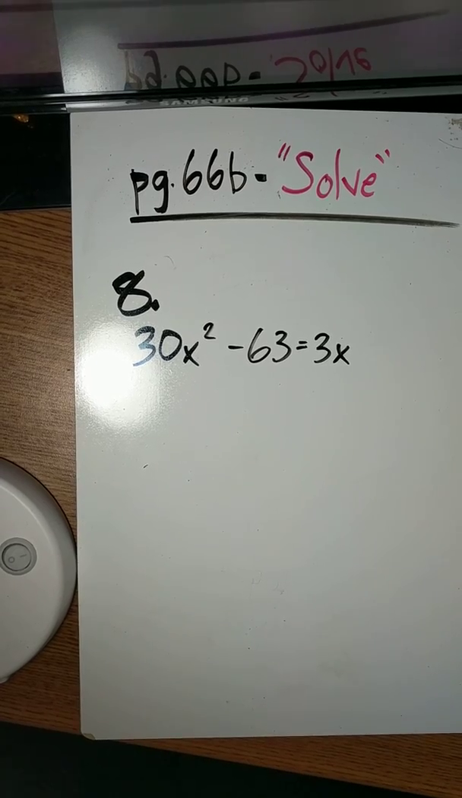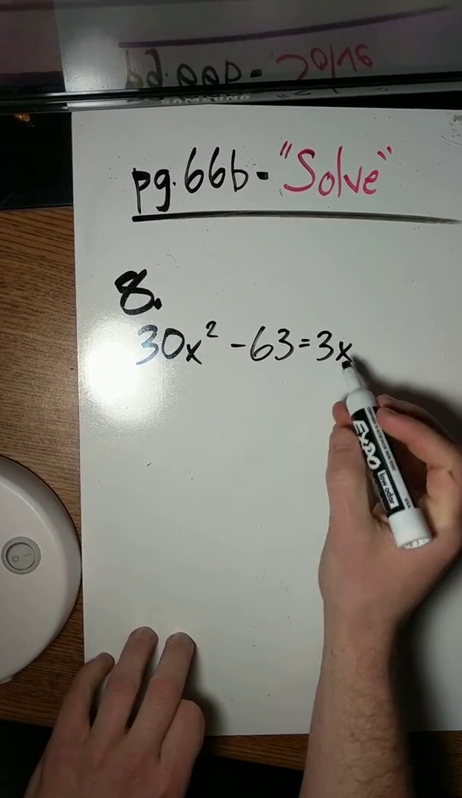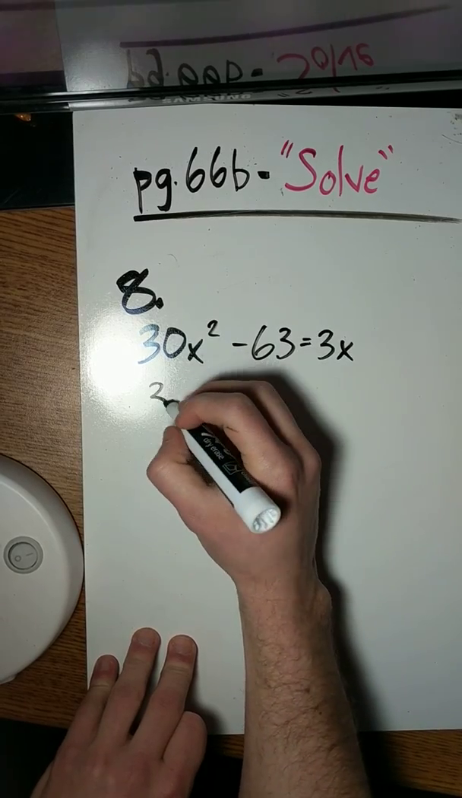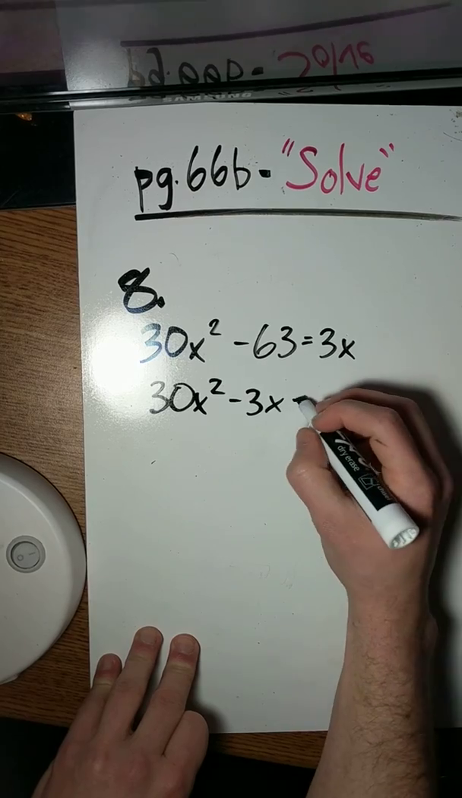All right, we have another problem where we have to find the solution. So we should set it equal to 0 by moving our 3x over. Remember to keep it in descending order, so this is actually going to end up in the middle.